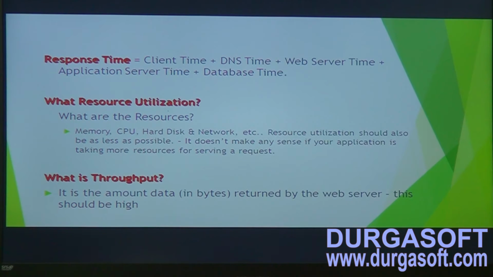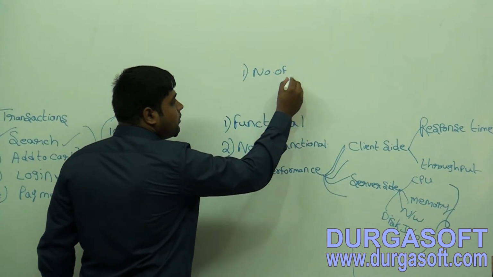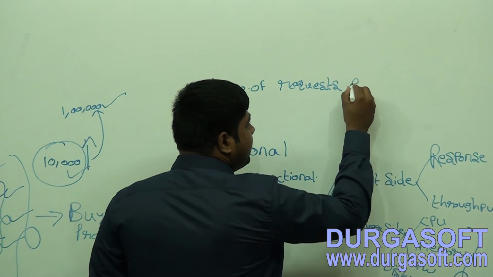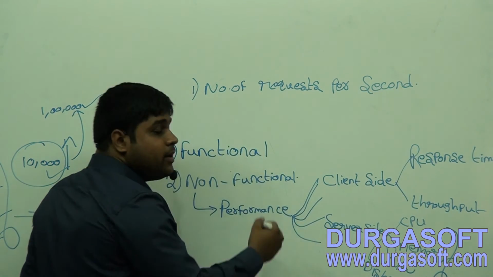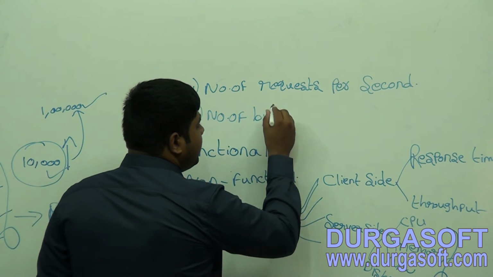And next, coming to throughput, there are two types of definitions of throughput. One definition is the number of requests transferred within 1 second or 1 minute, that is, number of requests per second, and the second definition is the number of bytes downloaded from the server.